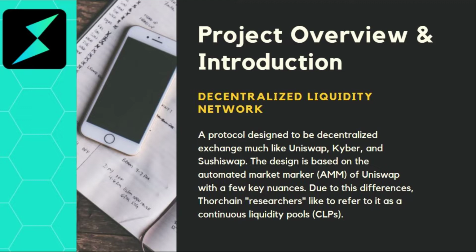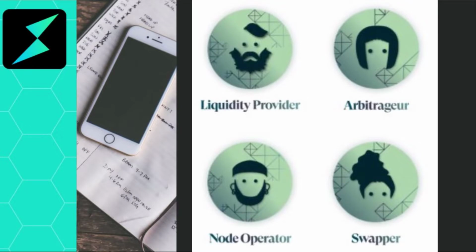In this network that they're creating, there's going to be 4 market participants. The liquidity providers put their assets into the pool and are given a yield in return. And since you're going to be able to trade assets, there's going to be arbitrage opportunities. So you're going to definitely have arbiters who are going to be participating in this ecosystem.